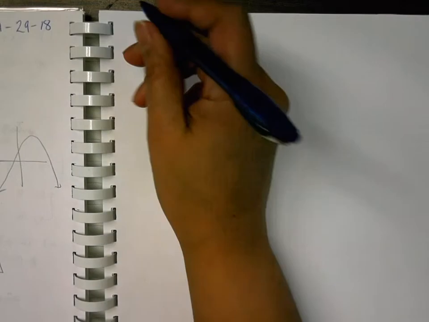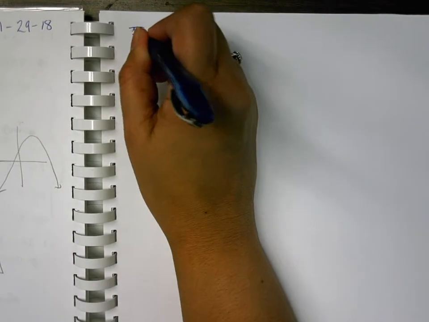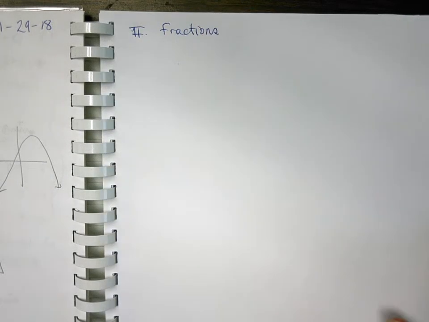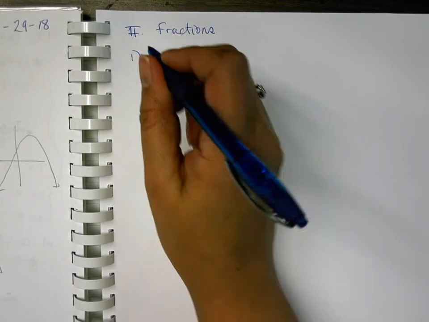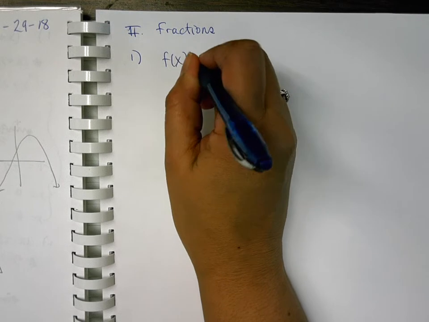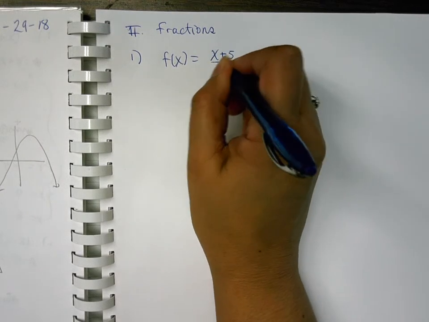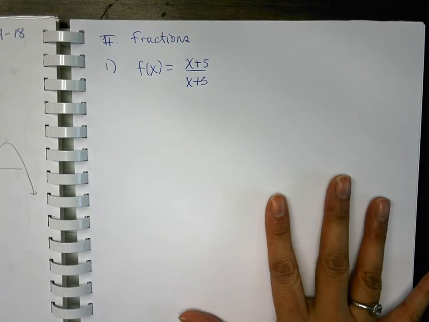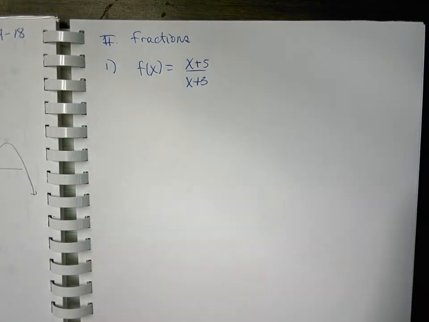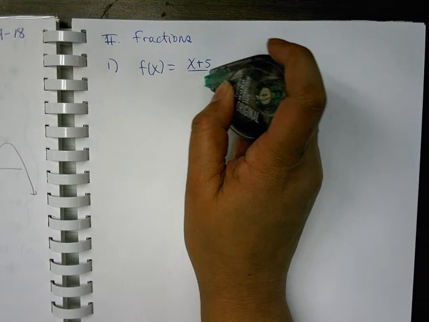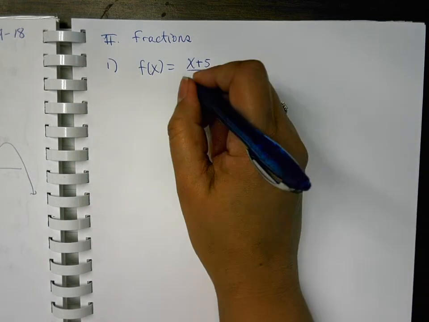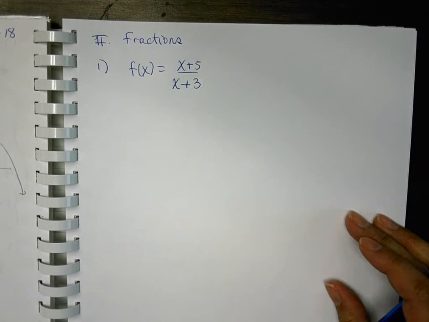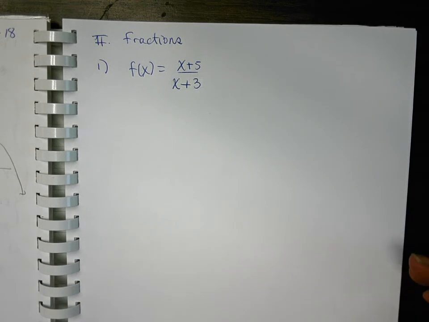All right, I'm going to move on to fractions. Part 2, fractions. Number 1, f of x equals x plus 5 over x plus 3. Have you guys seen these before? I know you've at least seen them in this class when we did the solving back in Unit 2, beginning of the year. We talked about restrictions.